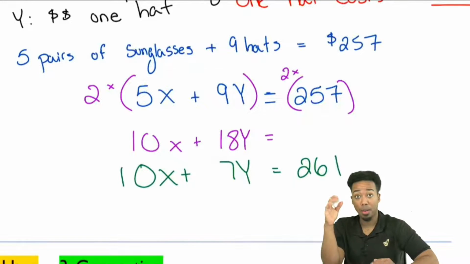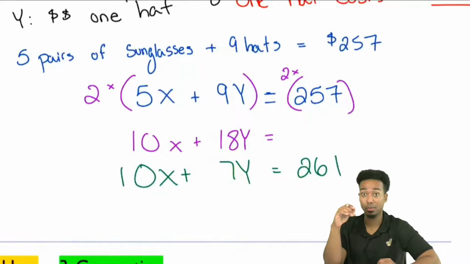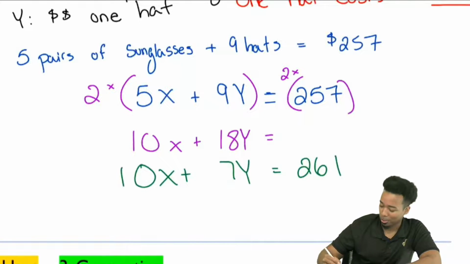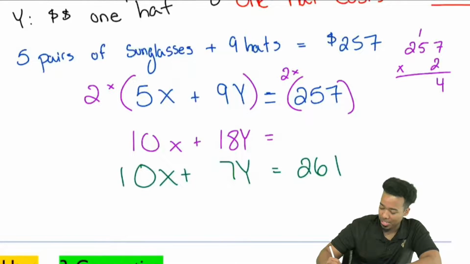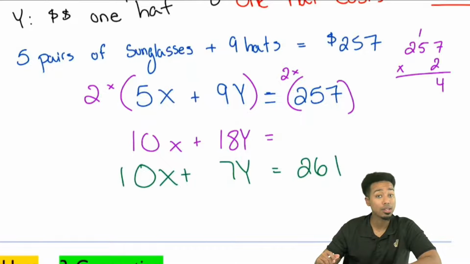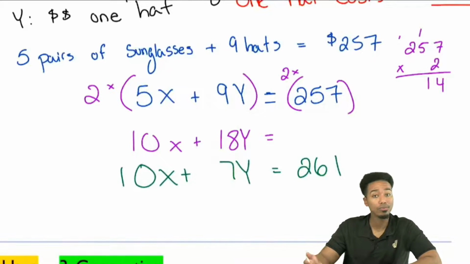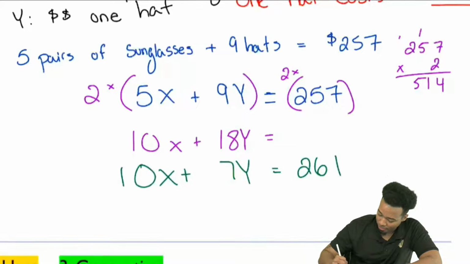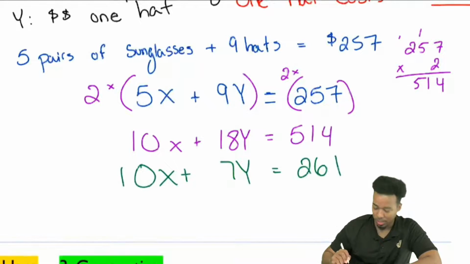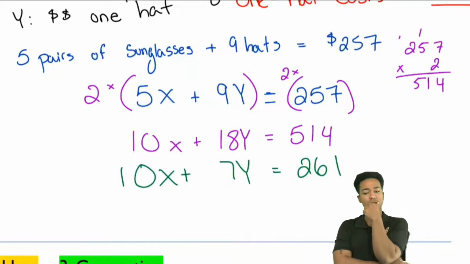And then pop quiz, what's 257 times 2? Let's do the math. It's going to be 514, but I'll do the math with you. I got y'all. 257 times 2. 7 times 2 is 14. 5 times 2 is 10. Carry the 1, is 11. 2 times 2 is 4. Carry the 1, is 5. So we have 514.